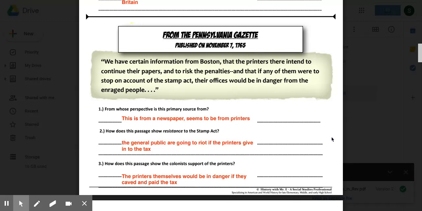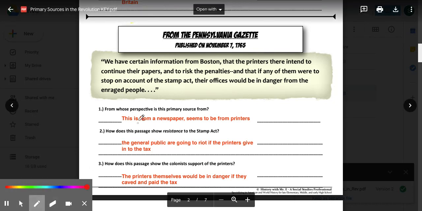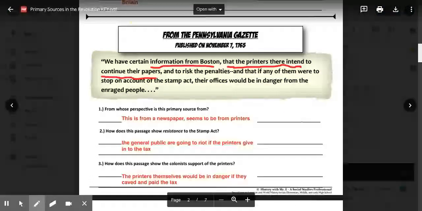Well, this is something that you kind of had to take an educated guess at. So they're talking about how they have information from printers, and let me highlight that or underline it. Information from Boston that the printers intend to continue their papers, meaning that the printers intend to continue to print their newspapers without paying that Stamp Act. So you can infer from that the writer of this excerpt is also a printer, because they were able to get that very important secret information.